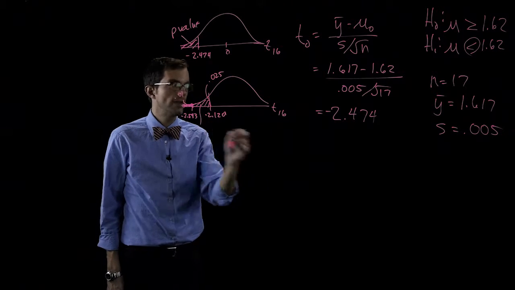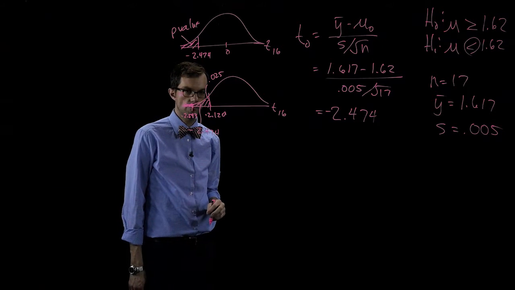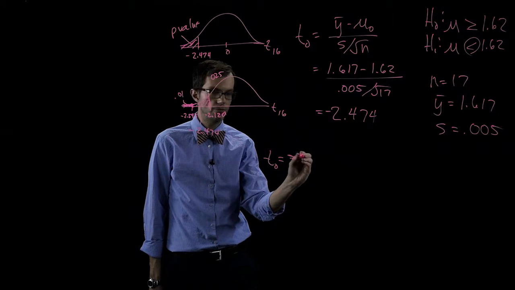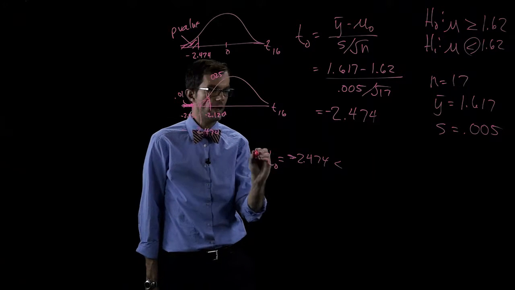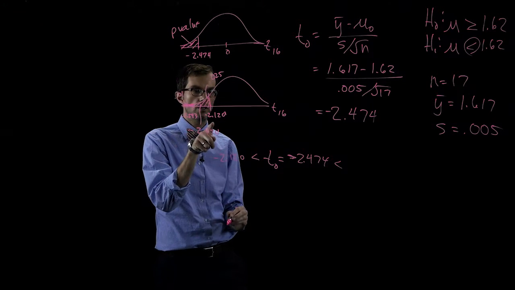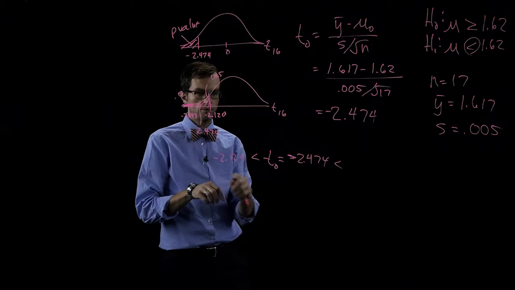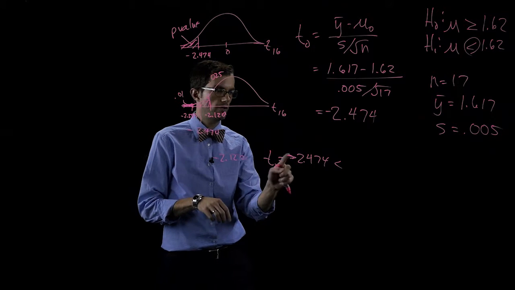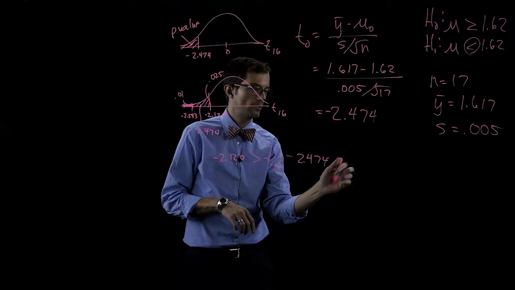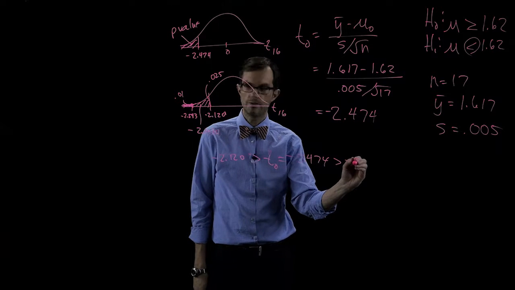And we know that our test statistic lies in between. Okay? So our test statistic, which is negative 2.474, lies in between negative 2.120 and negative 2.583. Our test statistic lies between this value and this value.